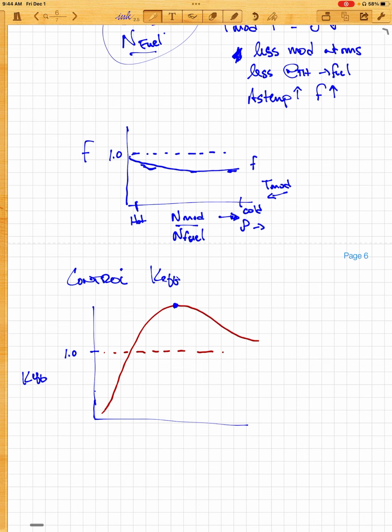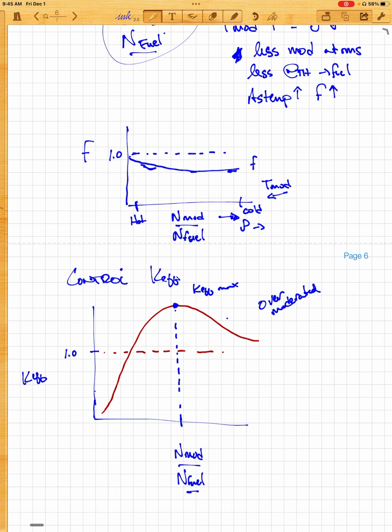There's going to be this K effective max, and it's going to come at a certain moderator to fuel ratio. If you were on the right side of this graph, if you have loaded up your fuel and put in your moderator at a certain temperature that puts you on the right side of this graph, you are over moderated.